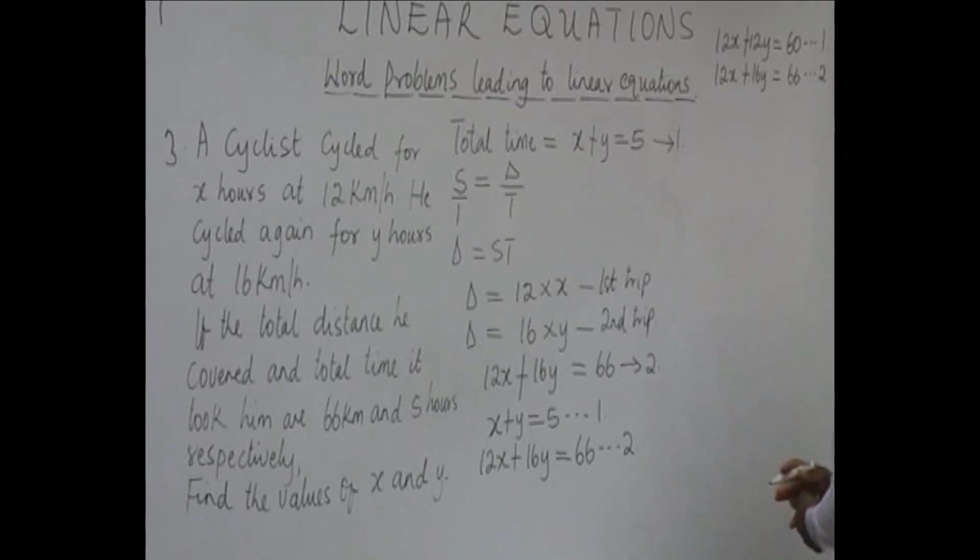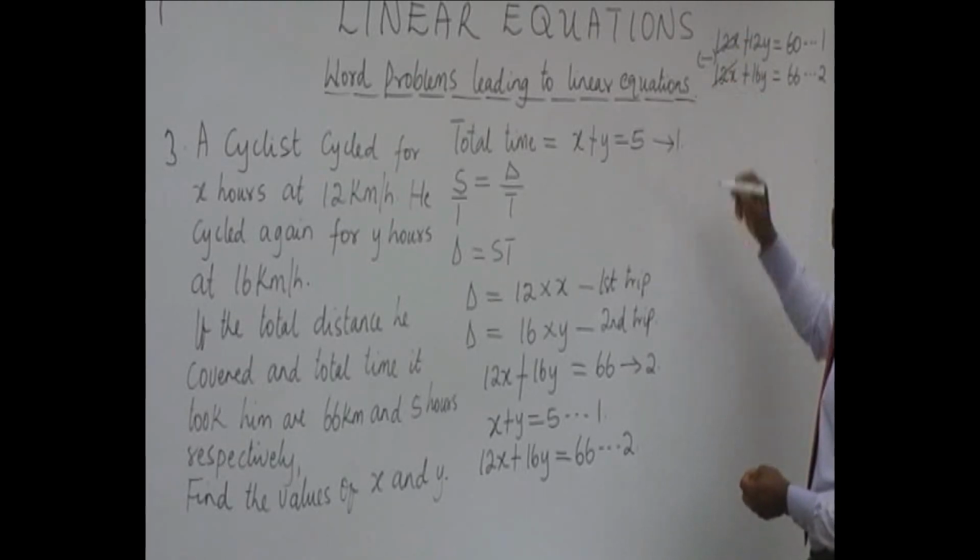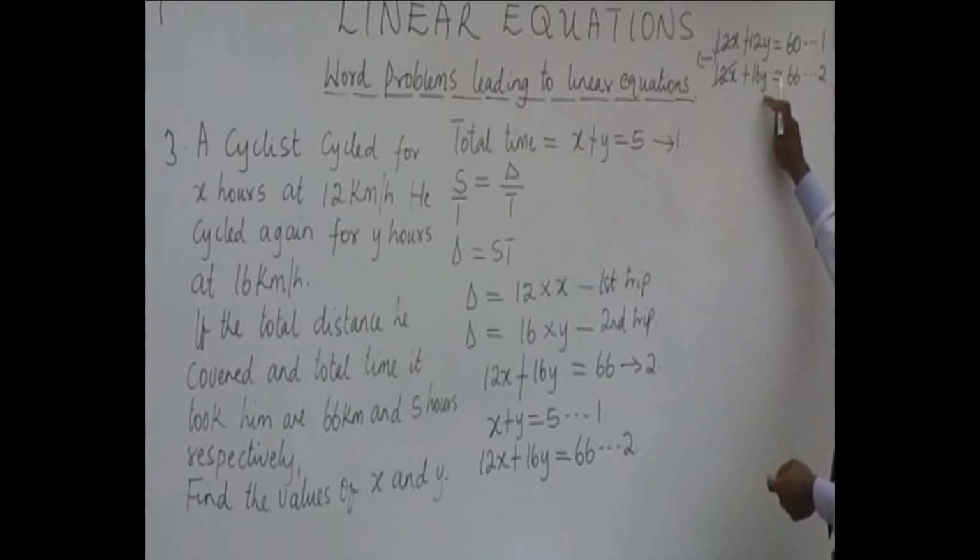Now, subtract equation 1 from equation 2. Subtract this from this. When you do that, 12x minus 12x, we are subtracting, they will cancel. 16y minus 12y, you'll be left with 4y. It's going to be equal to 66 minus 60, which will give you 6.